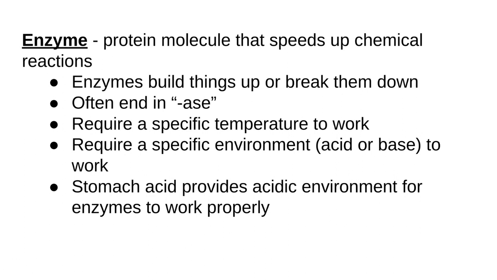So enzymes are in a lot of places in our body. They're in our mouth, they're in our stomach, they are in our intestines, and each of those environments has a different pH and a different temperature. And there are enzymes in those different environments that are suitable for those specific temperatures and pH levels. So in the case of pepsin that digests proteins, the stomach acid provides the perfect acidic environment for that pepsin to work properly.